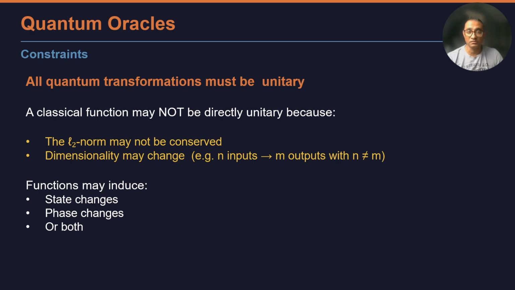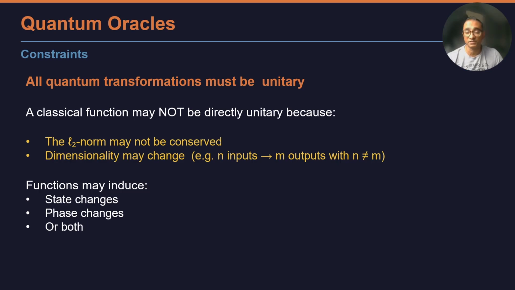All quantum transformations must be unitary, and we know from the unitary property of matrices that it is equivalent to multiplying by 1. So if the input has a particular state and it's multiplied by 1, the output remains the same as the input because 1 doesn't do anything. But this is not always the case.